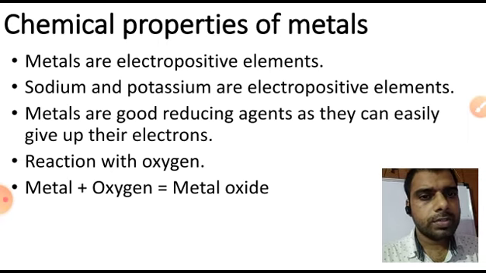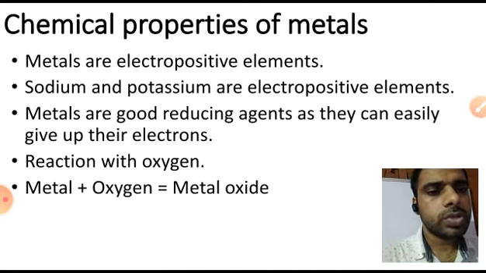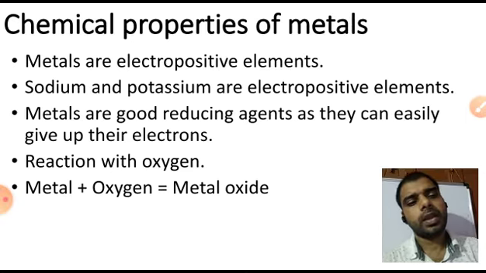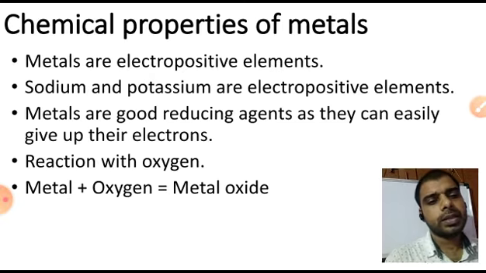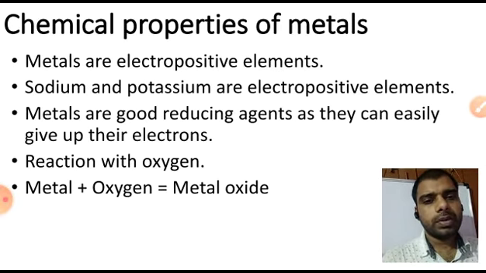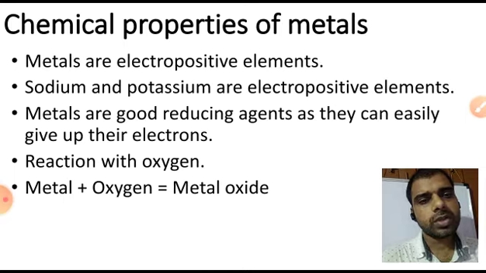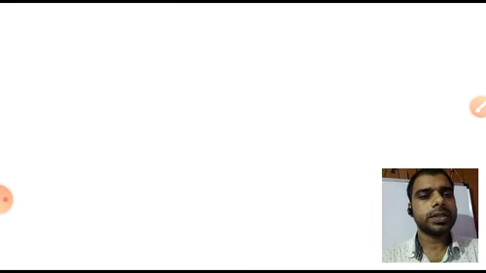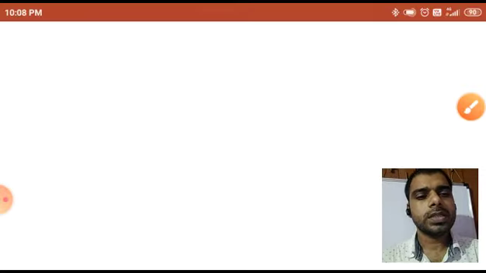And in this video, we will talk about the chemical properties of metals. As we know, the very first property you can see is that metals are electropositive elements. What does it mean? We will talk in detail. You can see here, metals are electropositive.